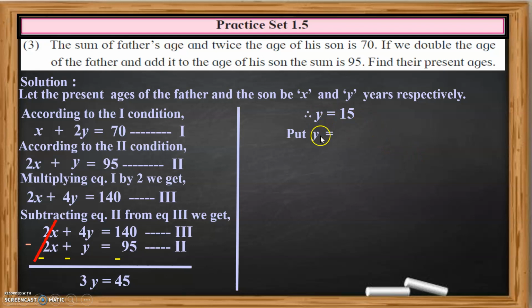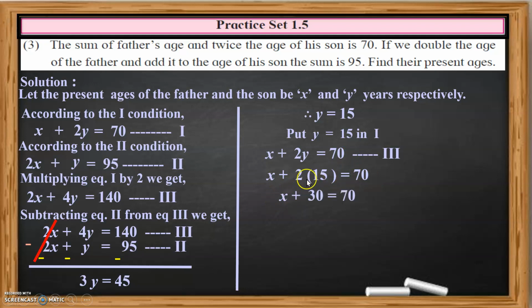Now I will substitute y equal to 15 in this first equation. So when I substitute here, I get x plus 2y is equal to 70. Substituting here, we will get x plus 2 into 15 is equal to 70. So x plus 30, 2 15s are 30, is equal to 70. So x will be 70 minus 30. And you will get x as 40. So we have got x and y both. That means we have got the father's age as 40 and the son's age is 15.